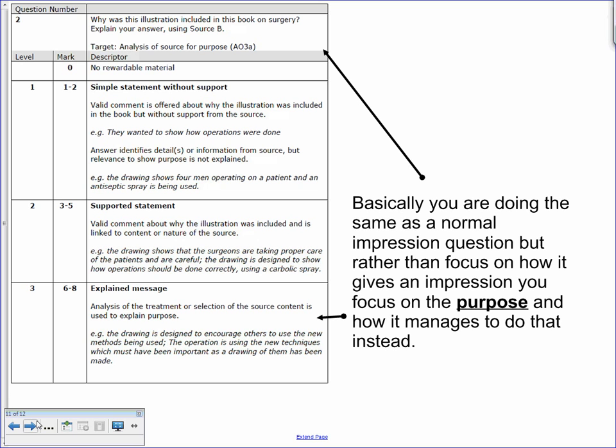Here you can see the mark scheme is treated slightly differently. To get the top marks, analysis of treatment or selection of the source content is used to explain purpose, i.e. the drawing is designed to encourage others to use the new methods being used, the carbolic acid spray. The operation is showing new techniques, therefore must have been important as the drawing of them has been made. So the clear focus is not so much on impression but purpose, and again using details from the source to identify and explain that.